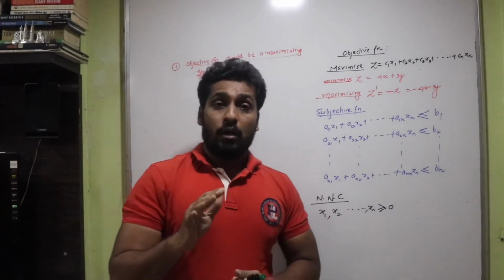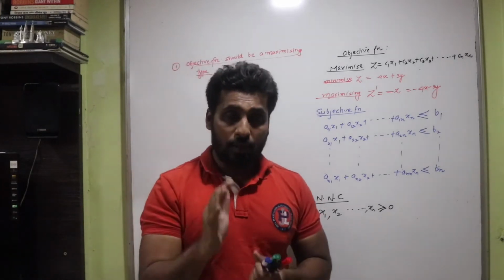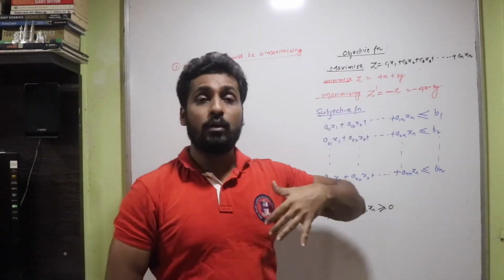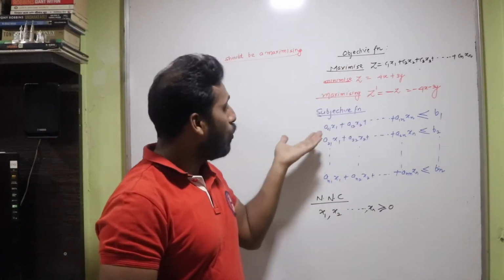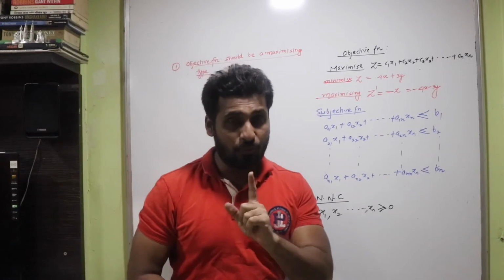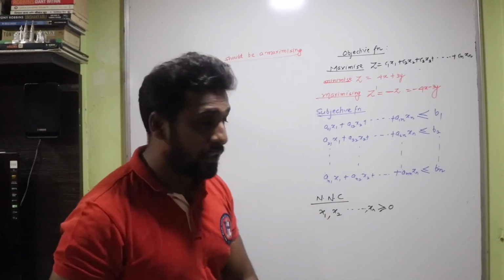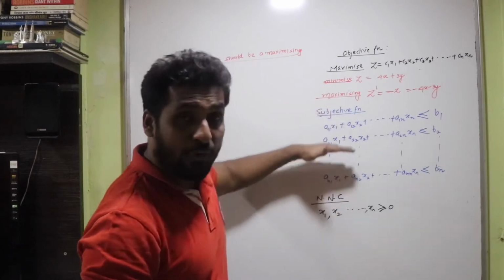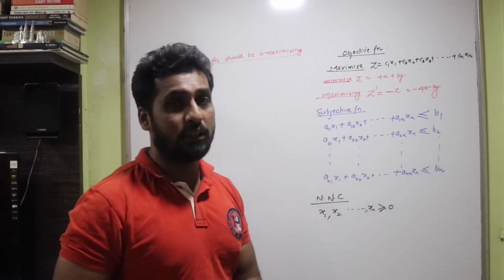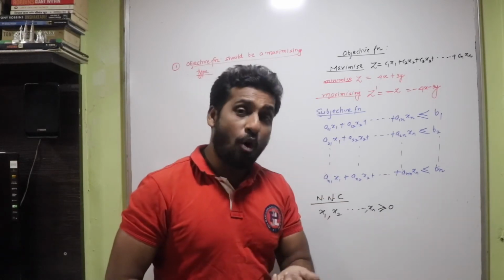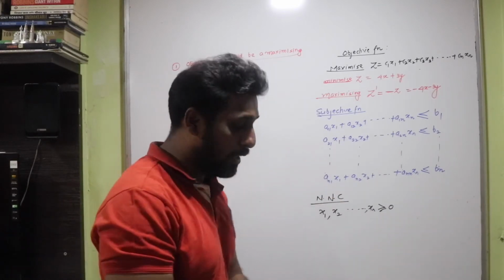Now, you have understood the first thing. The first requirement was that the linear programming problem should always be a maximizing type. The second requirement to transform it into a standard form is that all the inequations, less than type or greater than type, should be transformed into equalities. That's my second requirement, students.